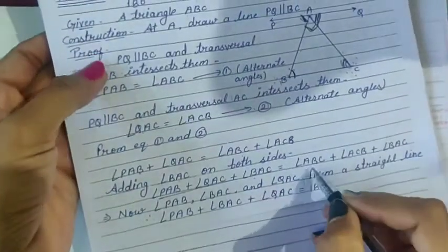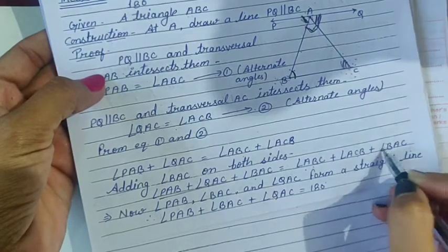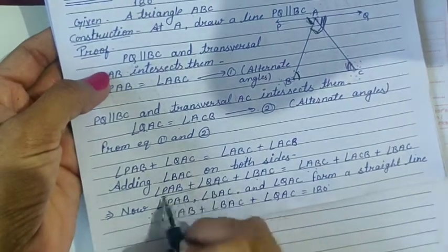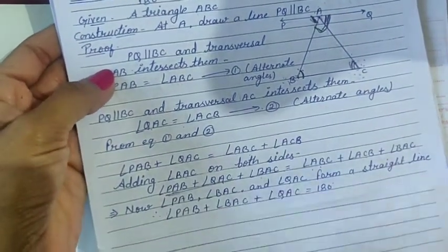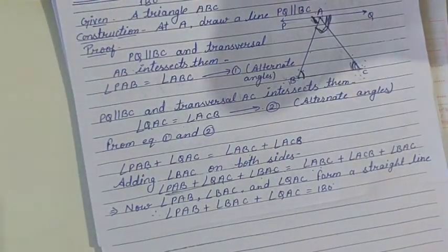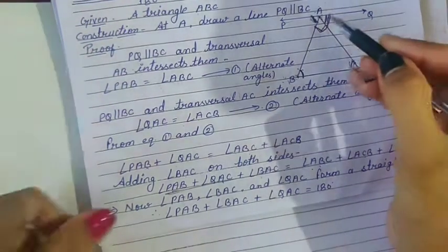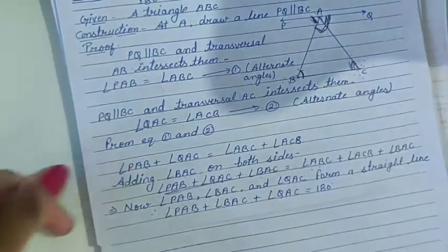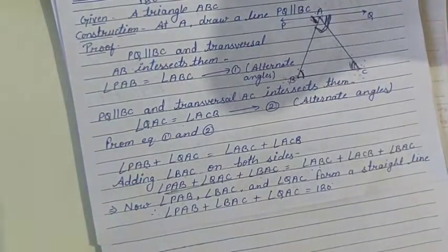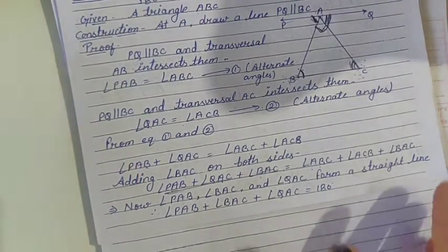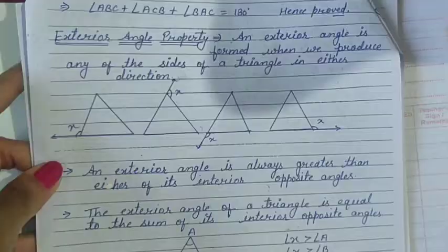It means angle ABC plus angle ACB plus angle BAC is equal to 180 degrees, because they form a straight line. So angle A plus angle B plus angle C, their sum is equal to 180 degrees. So this is the proof of this theorem.